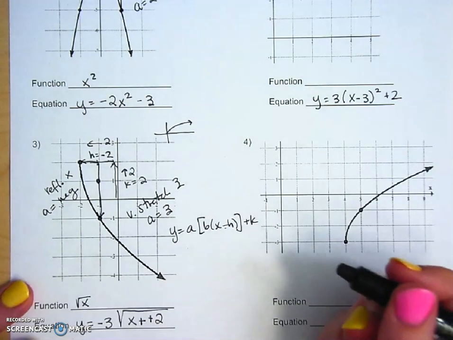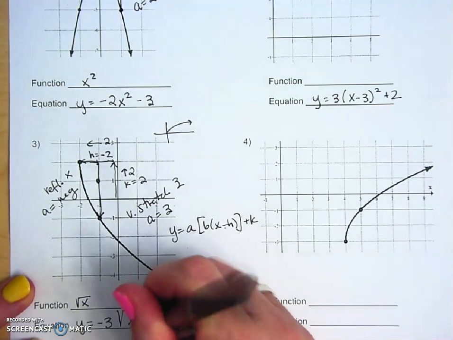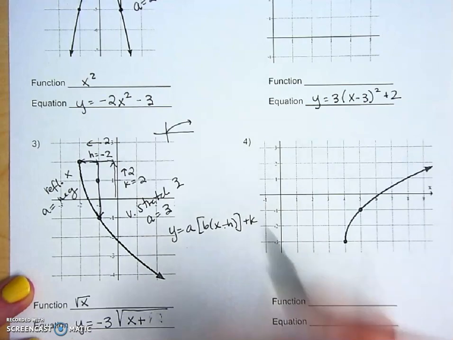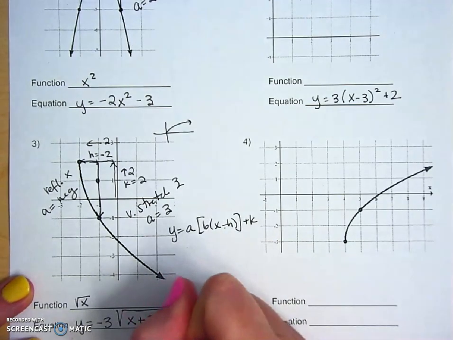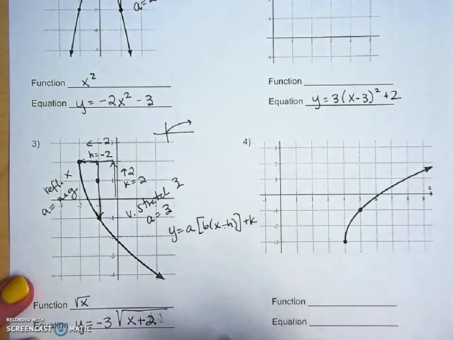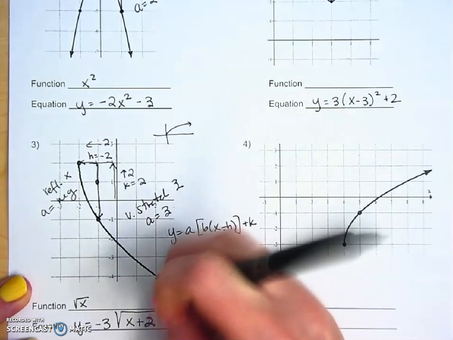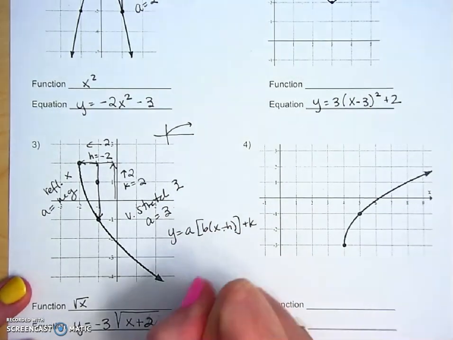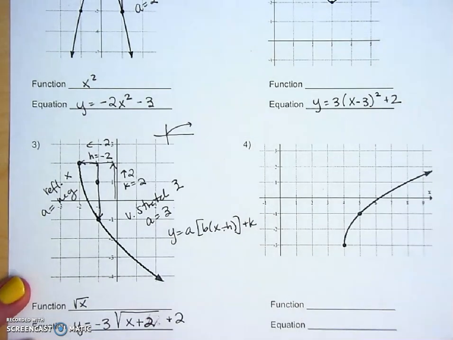And I'm just going to rewrite mine as just a plus 2. You don't have to rewrite yours. Right, so square root of x plus 2. And then outside the function is your vertical shift, your k of plus 2 for up.